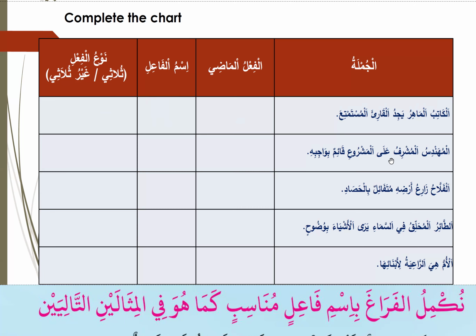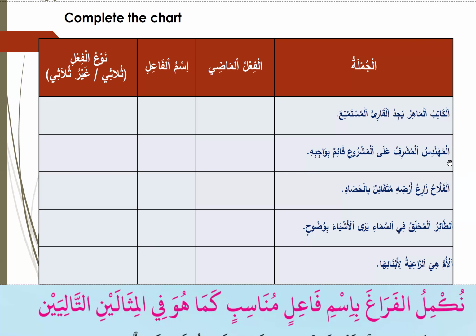Al-muhandisu al-mushrifu 'ala al-mashru'i qa'imun bi-wajibihi. This sentence means the al-muhandis is the engineer, al-mushrif is supervising. So the supervising engineer, or the engineer that is supervising the mashru', the project, is fulfilling his duty. So muhandis is from the verb handasa, and that's the ism fa'il and is ghayru thulathi. Mushrif is from the verb ashrafa. Ashrafa yushrifu. So ism fa'il is mushrif and is ghayru thulathi. And qa'im is from the verb qama. Ism fa'il is qa'im and it is thulathi.